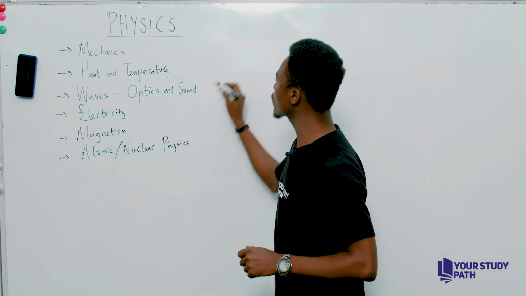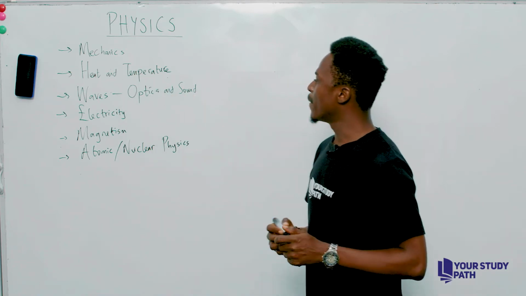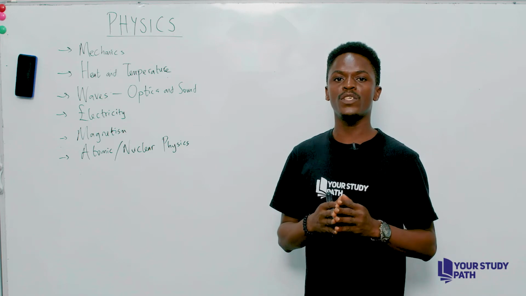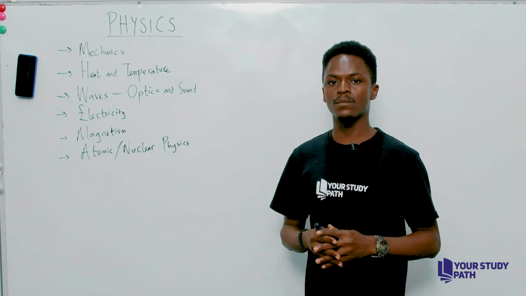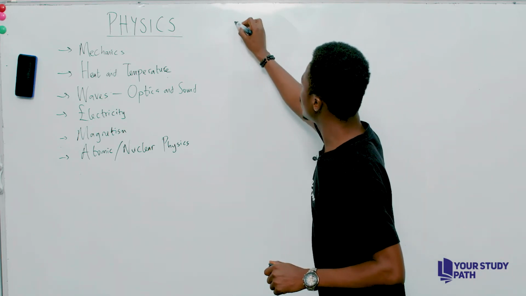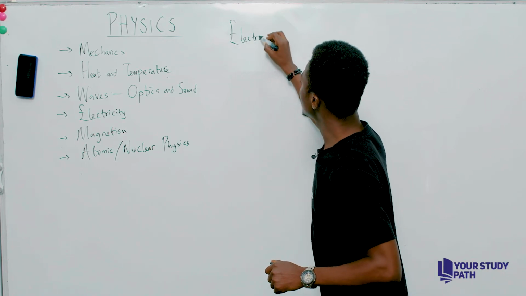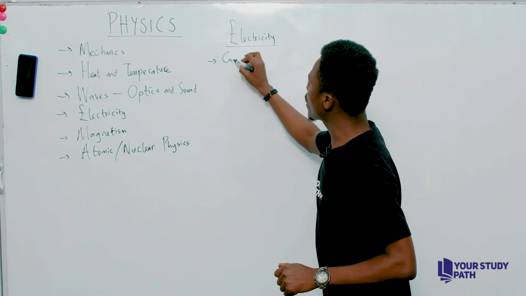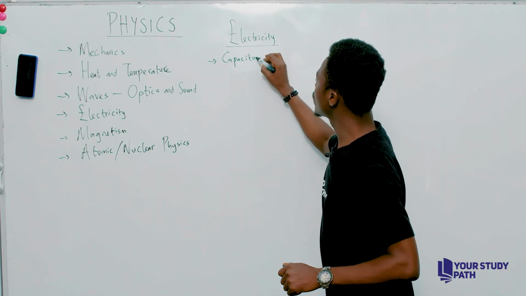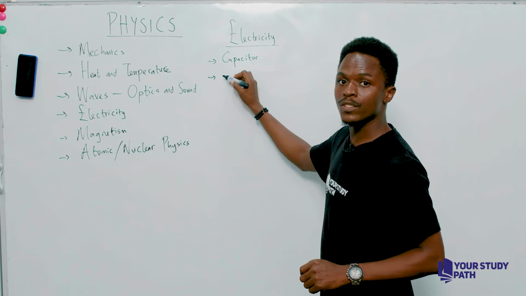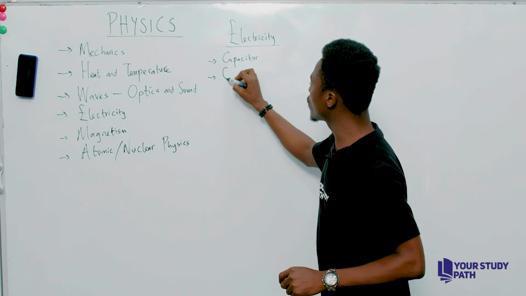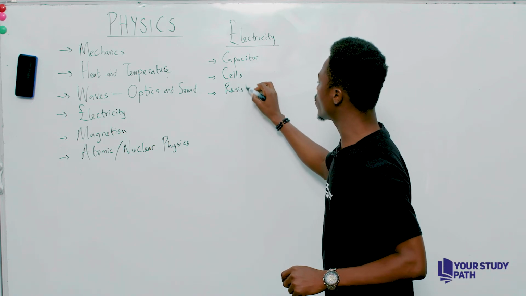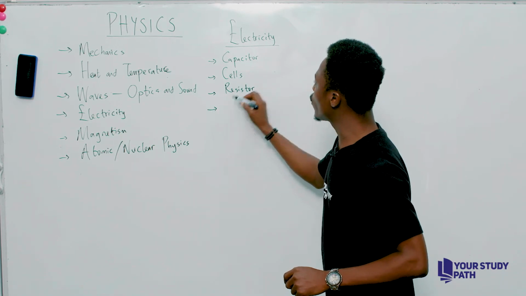Now, first up, we have electricity. There are certain technicalities to electricity subject to the topics you have under it. You are going to find under electricity, capacitor. You are going to have questions with regards to cells. You're going to have questions with regards to resistor.